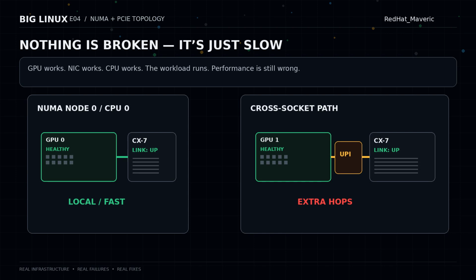There is a class of Linux performance problems where nothing is technically broken. The GPU works, the NIC works, the CPU works, the workload runs. It is just slower than it should be. This is where topology starts to matter.